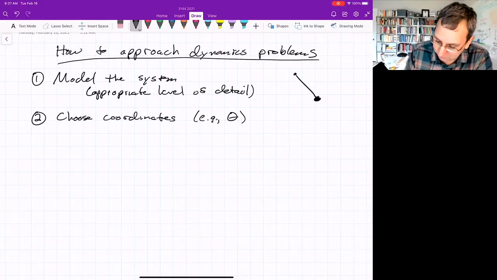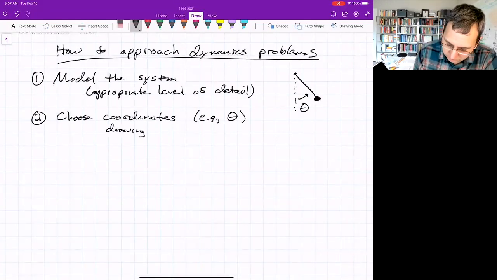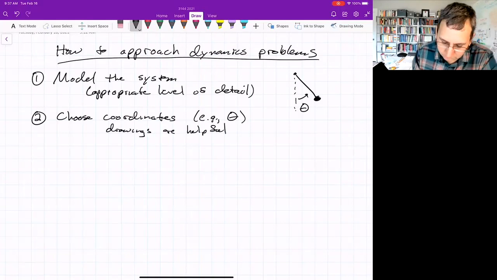And then, for example, if we were to say, okay, this is a pendulum, I'm pretty sure the dynamics is going to be mostly angular. So instead of Cartesian x and y, theta would be appropriate. So for choosing coordinates, drawings are helpful. Drawings are helpful all the way throughout.